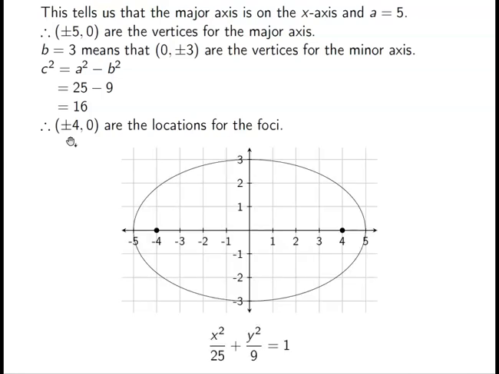So if I look at this graph, it looks like this. The long axis is along x. So I go from the center to 5 for one vertex, and 5 in the other direction, since it's on x. On the y, I go up 3 and down 3 to find the vertices of the minor axis. And then to find c, I'm using c squared equals a squared minus b squared, and so it's easy for me to find the two foci. Pretty straightforward once you see how that works.